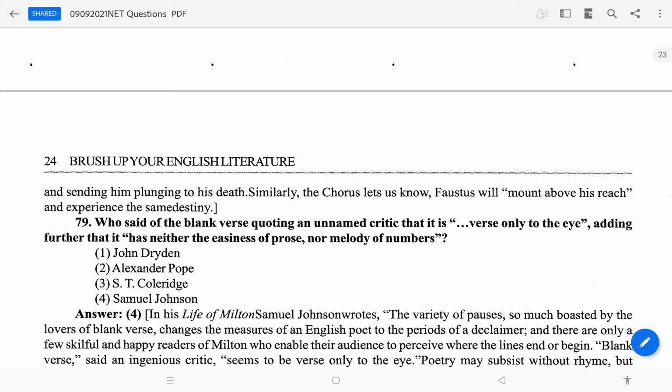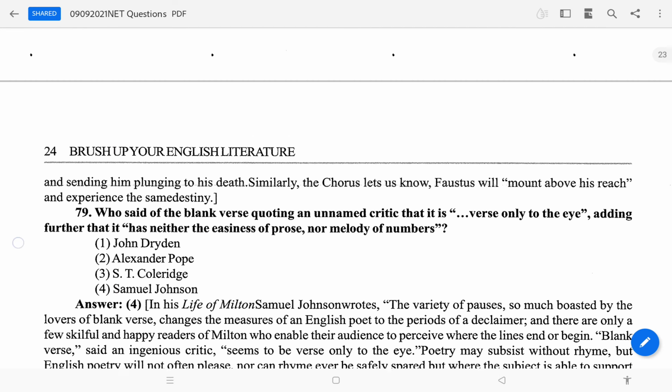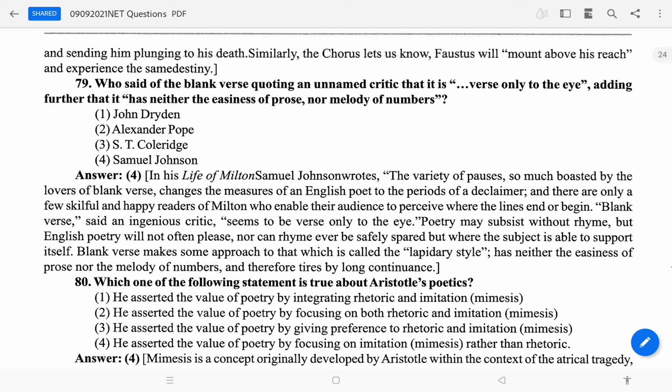Similarly, the chorus lets us know Faustus will mount above his reach. So, like Icarus, Faustus also goes beyond his reach, and therefore he also faces the same destiny. There is also a poem by Auden where the same theme of Icarus is described. So let's see question number 79.